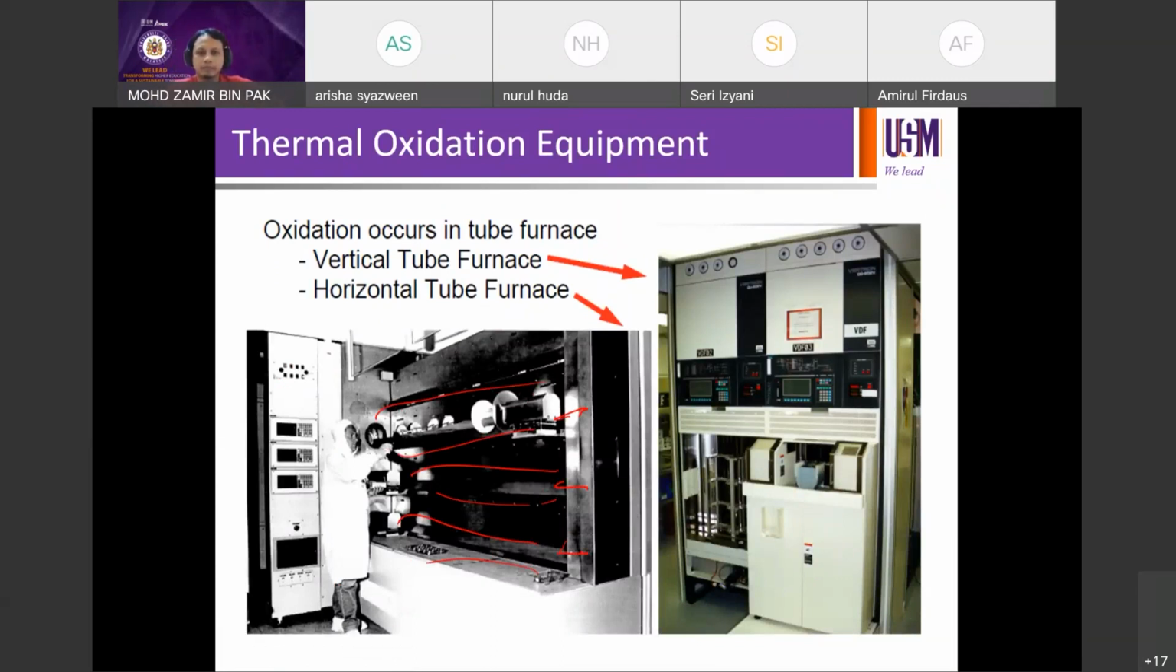Okay. So on the other hand, on the right hand side is the vertical tube. You're going to see the tube inside is vertical, so wafers will be something like that. Then they can be vertically arranged. But the one on the left is a horizontal tube, but wafers are vertically arranged. If the tube is vertical, wafers will be horizontally arranged, right?